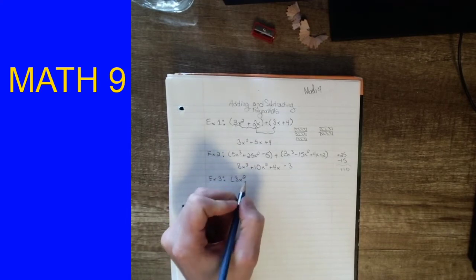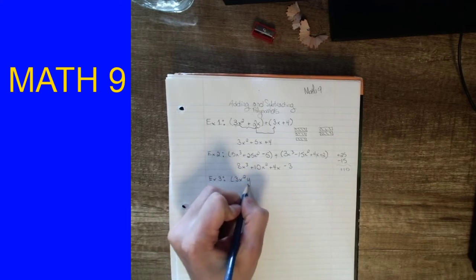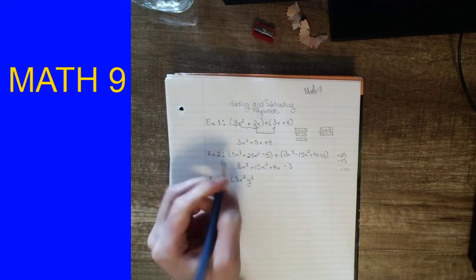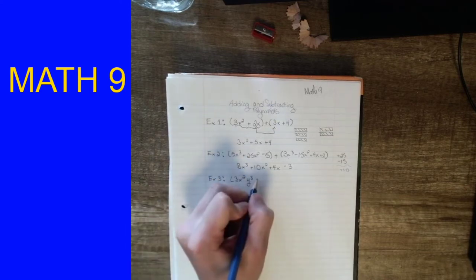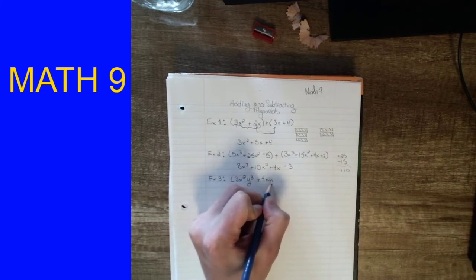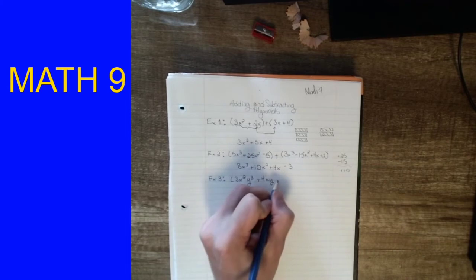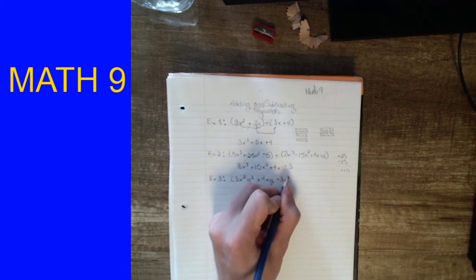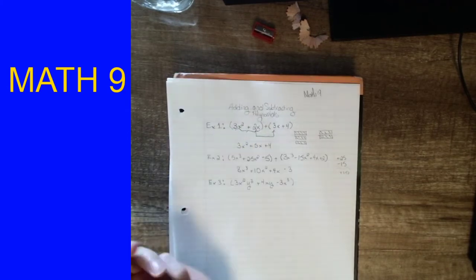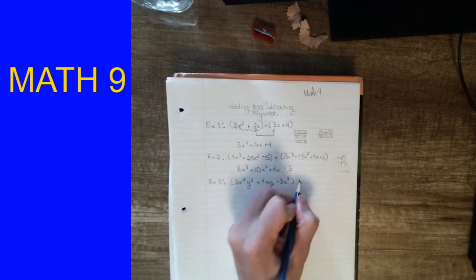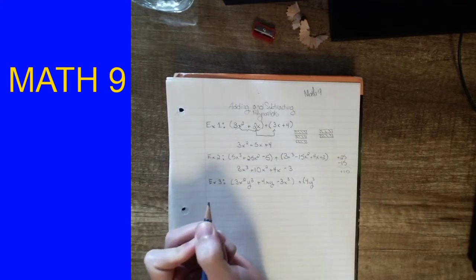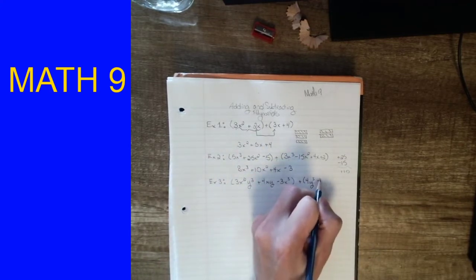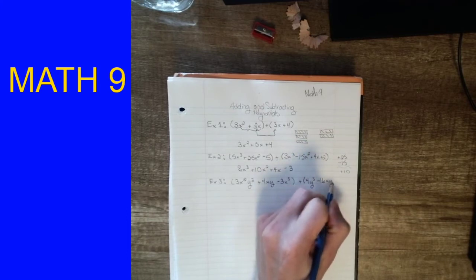Three x squared y cubed. So this is a little bit different from what we've seen before, but it acts the exact same way. We'll say plus 4x times y minus 3x cubed. So that's going to be our first polynomial. We're going to add that to 4y cubed. Subtract 16x times y.